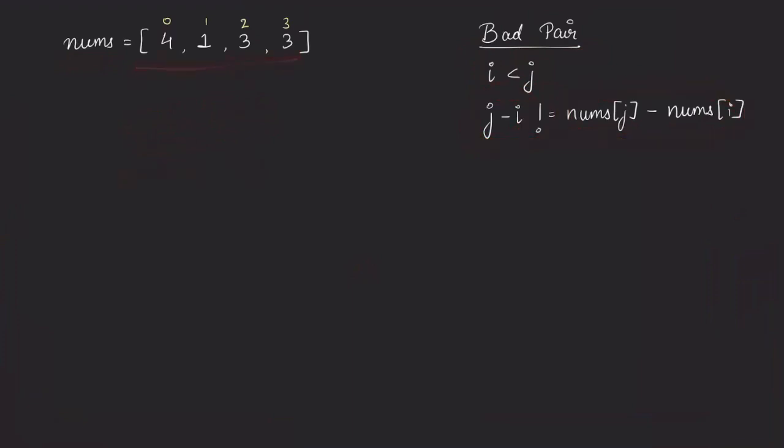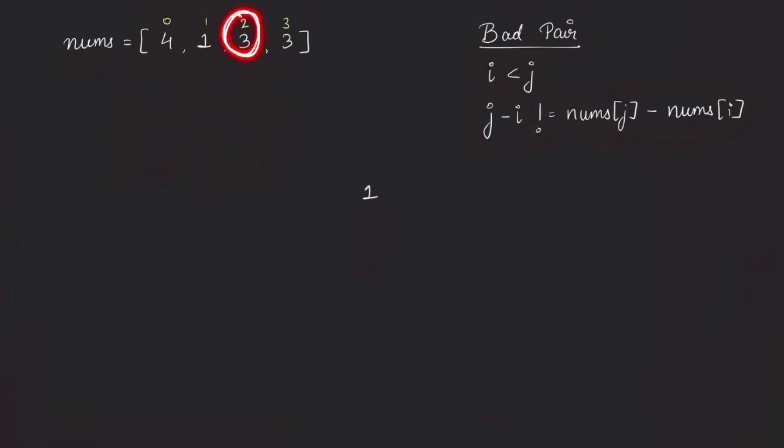So, if we look at this example and we fix our j and then try that j with every i towards its left. If we make the first element j, then we don't have anything towards the left. Now, if we check for this one, it will form a pair with this element, right? j will be 1 and i will be 0. So now 1 minus 0 will be 1 and 1 minus 4 will be minus 3. These two are not equal, so it is a bad pair and it will be counted. So the count has become 1.